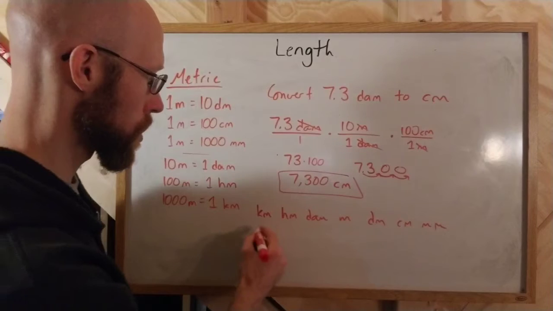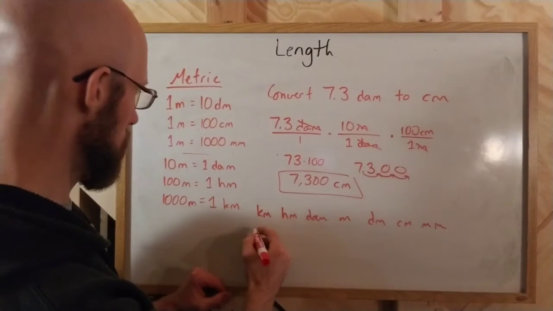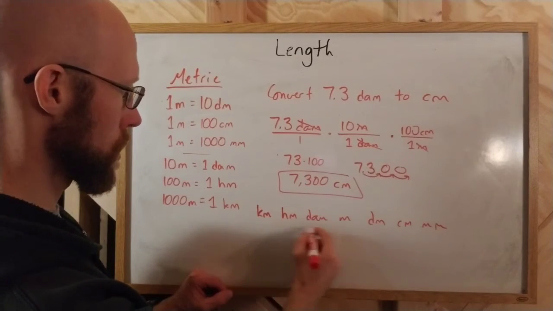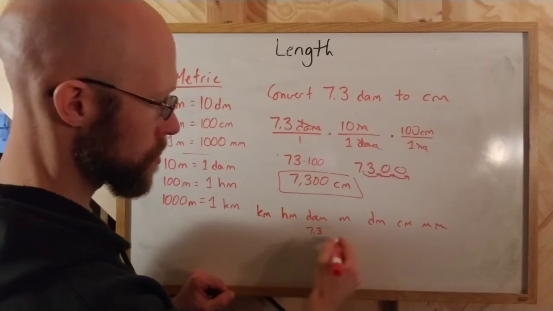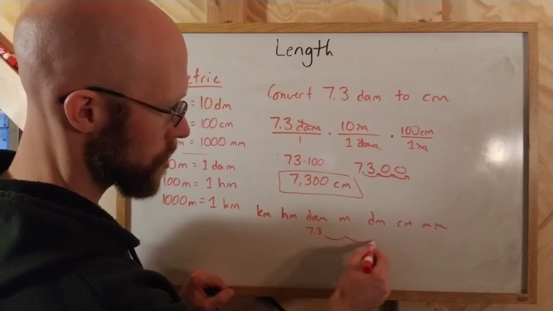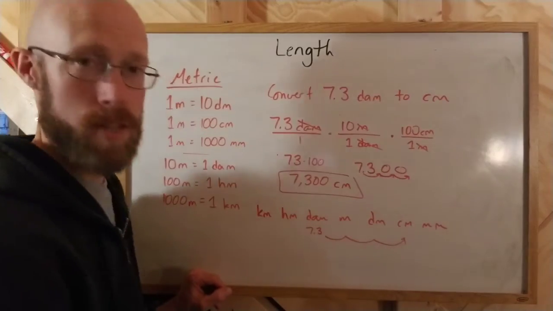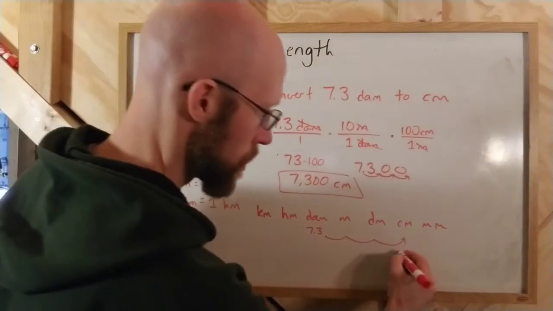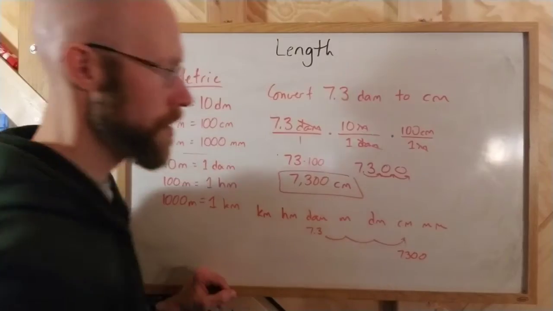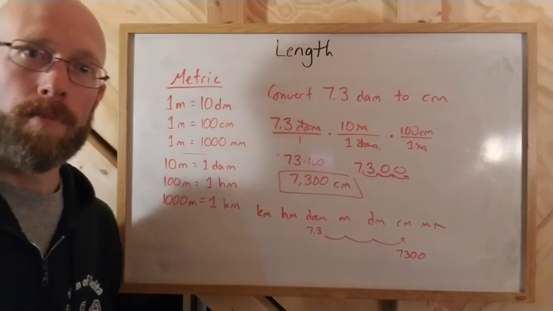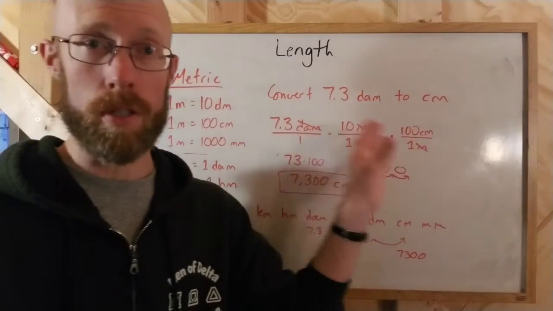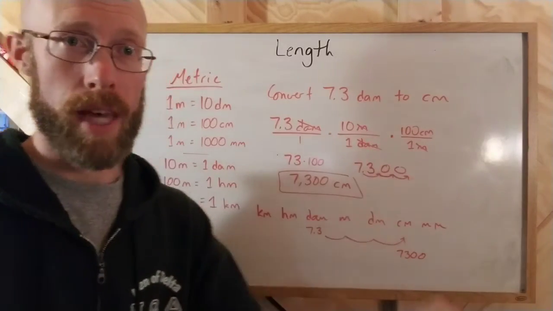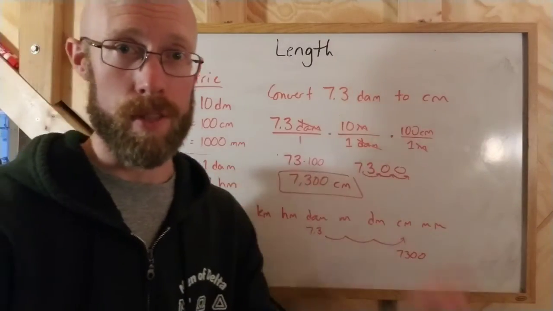And so if you want to take, what did I say originally, 7.3 of these and convert it over to centimeters, you have to move the decimal 1, 2, 3 places to the right, and that gives you 7,300 centimeters. So the conversion, instead of using the fractions, which you can still do, there's nothing wrong with that. I like it, actually. I don't get confused that way.